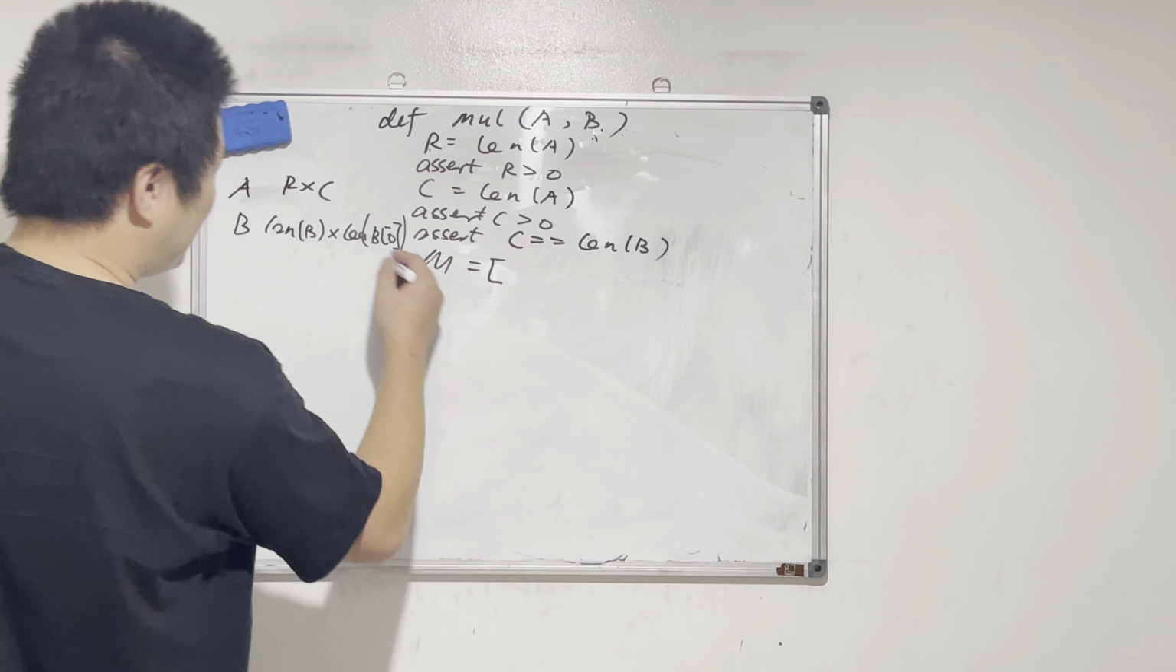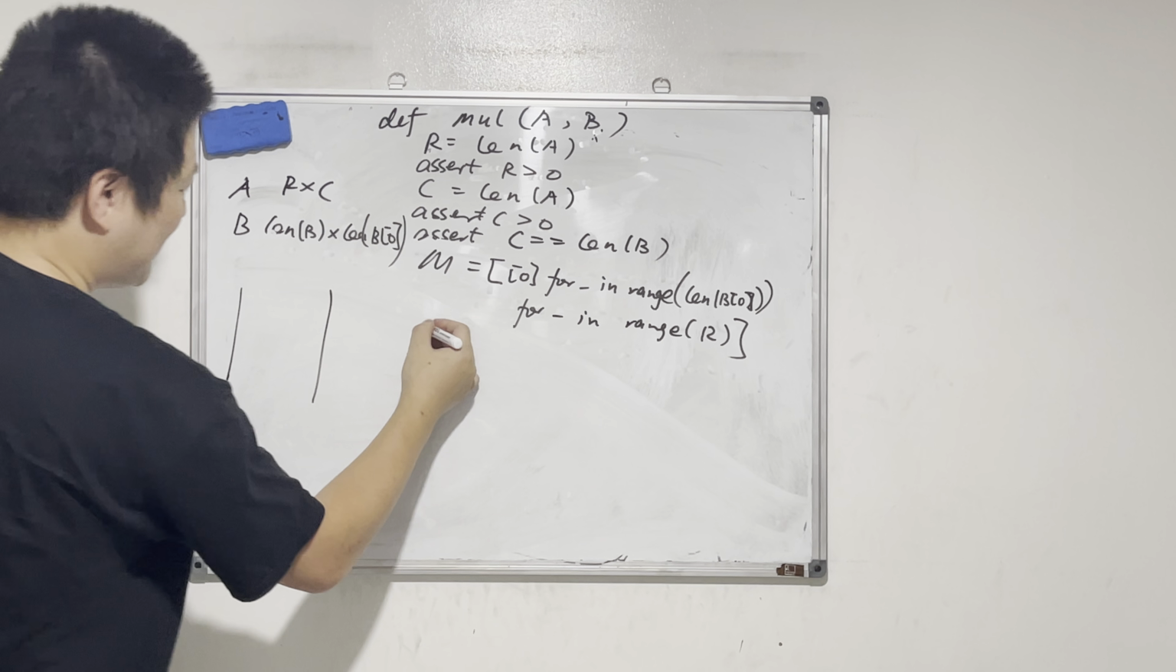0 for underscore in range length B0, right? We define this. And then for underscore in range R, right? Okay? So let's just define this, and then we just need to go through each one. So look, A is here, right? So we just go through it.